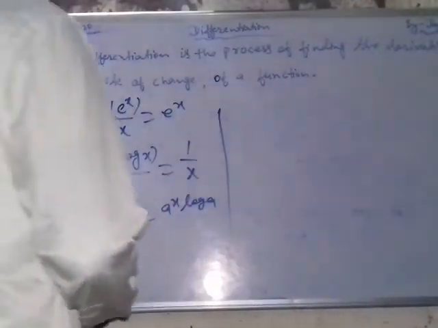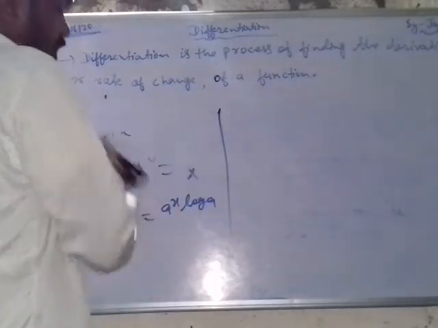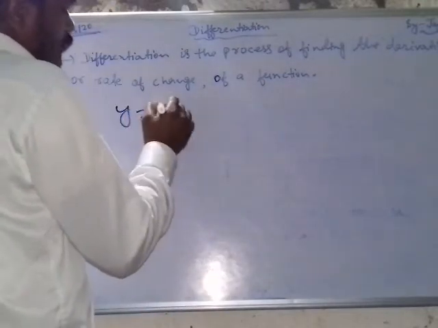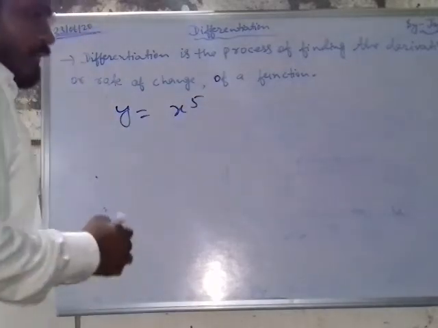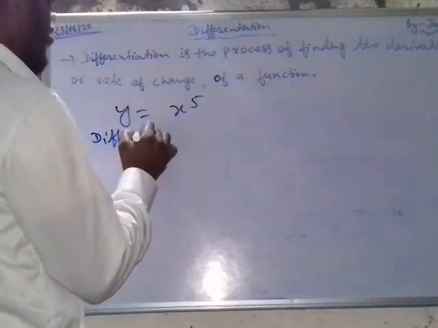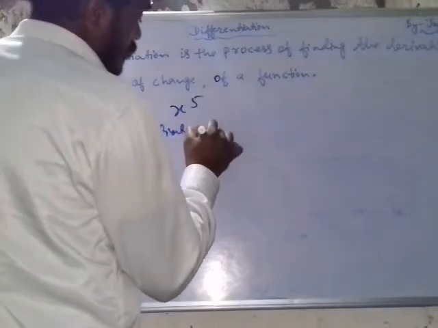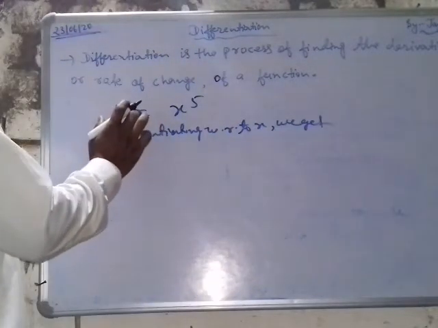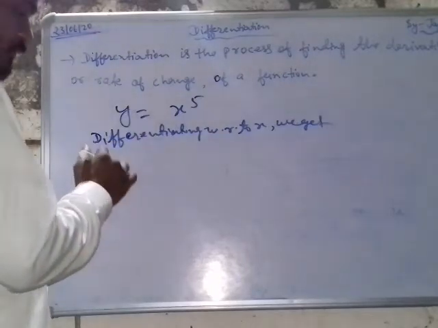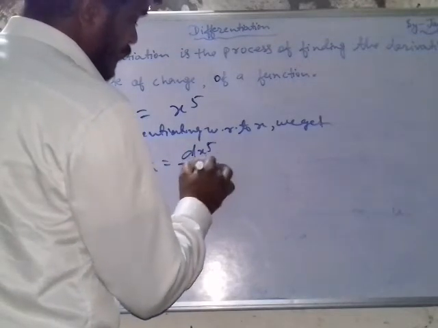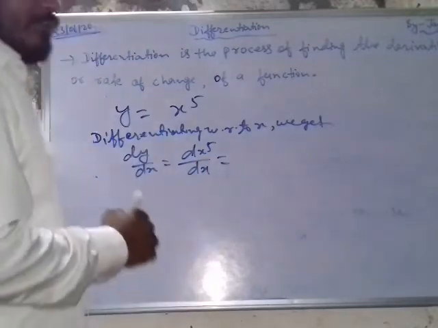The problem may be written as: if y is equal to x to the power 5 and we differentiate it with respect to x, then we have dy/dx equals d(x^5)/dx. Then what do we have?